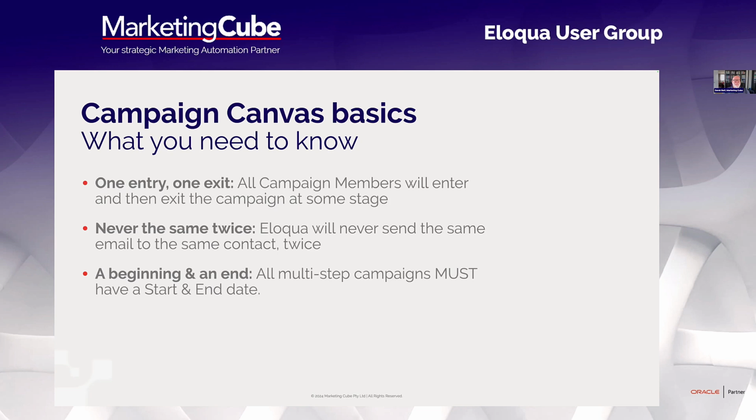Then the other thing from a basics point of view is that a campaign must have a beginning and an end. So there's always a start date and there's always an end date. Now, the end date can be kind of whatever you need it to be. You may launch on Monday and end it on Friday. Perfectly fine. You may launch it on Monday and close it or end it on Monday as well.